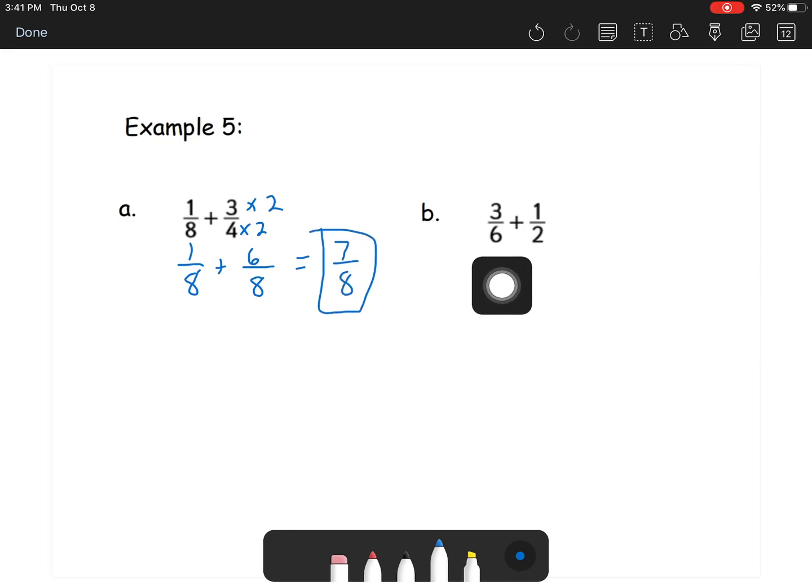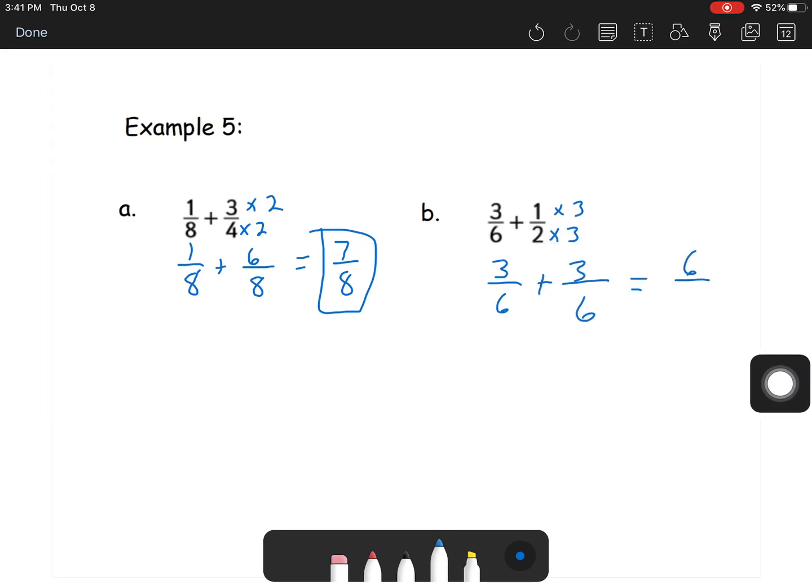Okay. This one, can I change this 2 into a 6? Sure, if I multiply it by 3, right? And so I can rewrite this as 3/6 plus 3/6, right? So this fraction also became 3/6, 1 times 3 and 2 times 3. Now I can add those together and I can get 6 over 6.